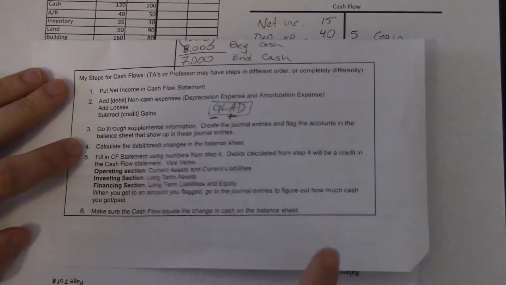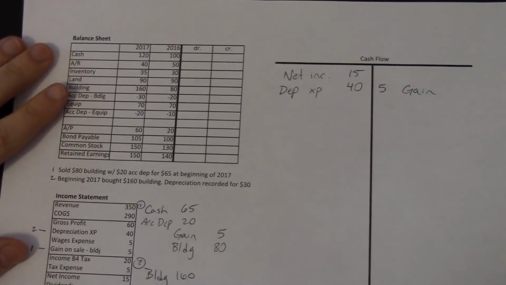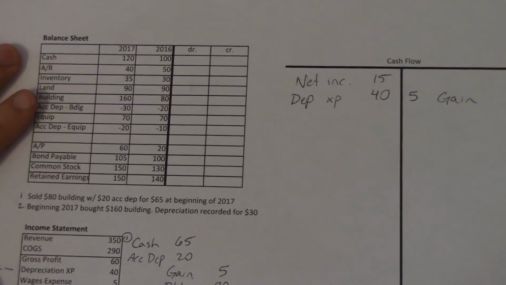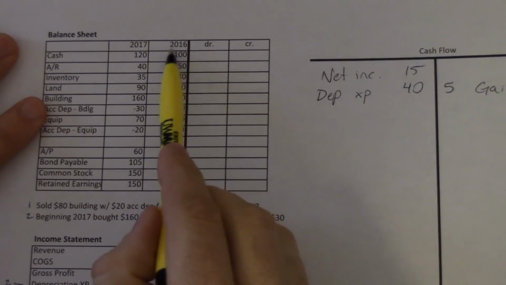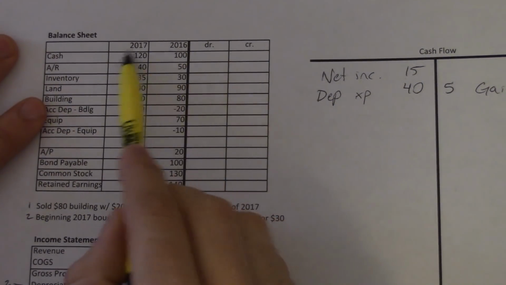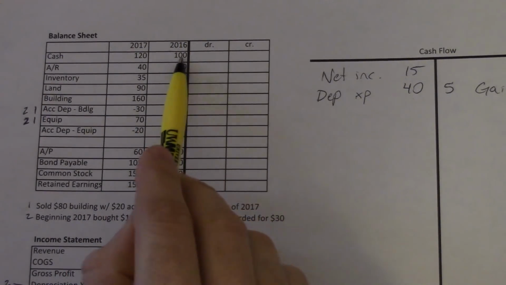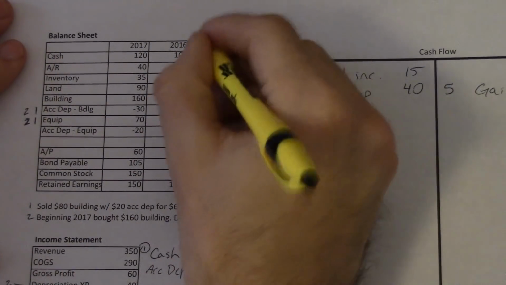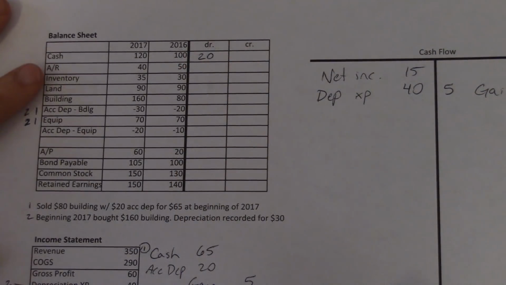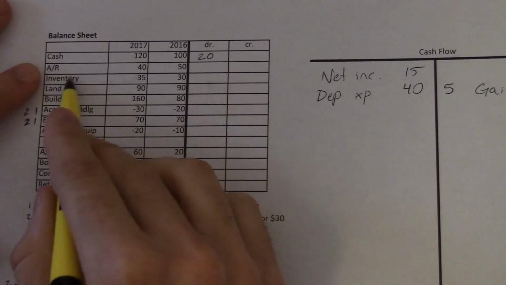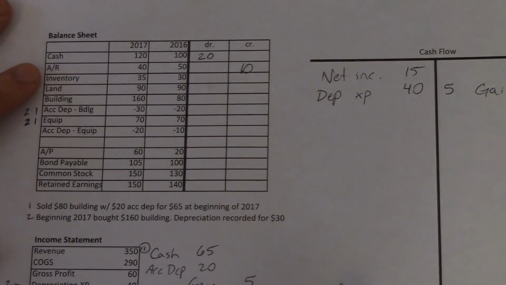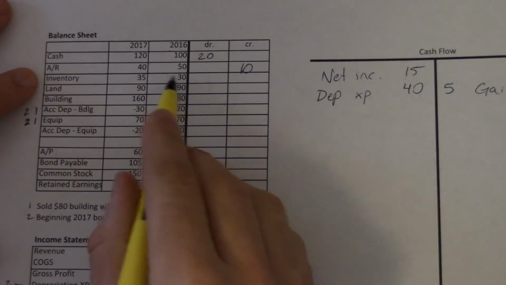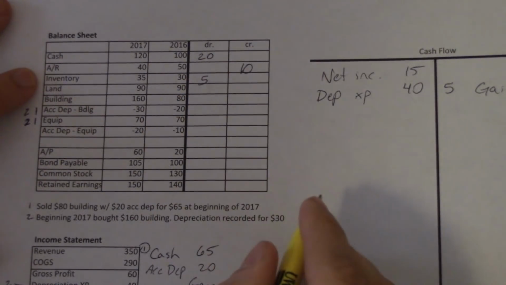Step 4 is to calculate the debit and credit changes in the balance sheet. So, zoom in on the balance sheet a little bit. We've got cash. Pay attention to the dates. We've got 2016 on the right side, 2017 on the left side. So we started at 100, ended at 120. That's a $20 increase, and it's a debit. Accounts receivable started at 50, ended at 40. So we decreased accounts receivable by 10. That's a credit. Inventory, we increased by 5.